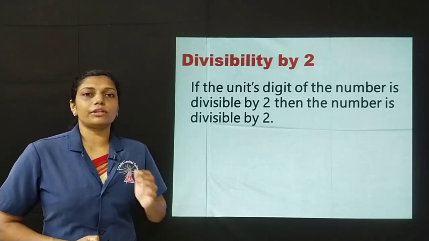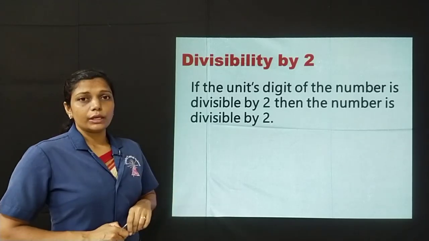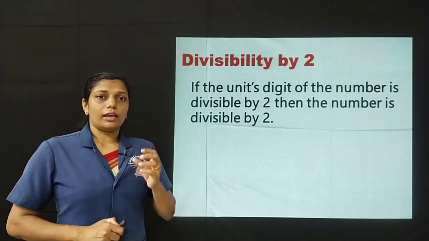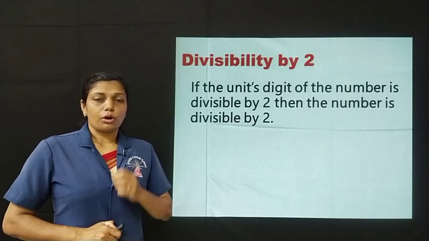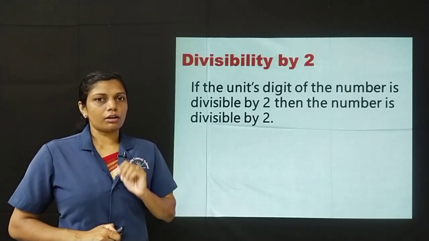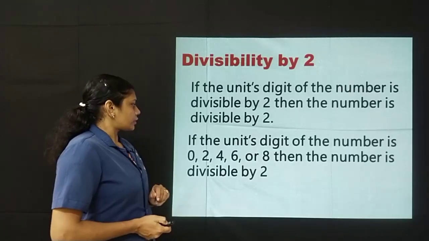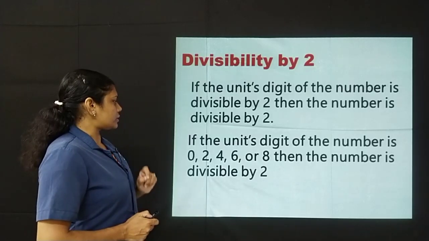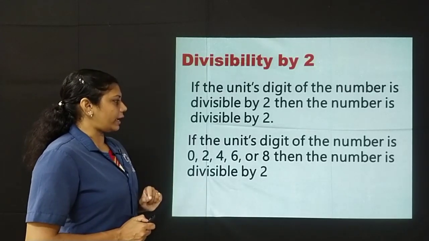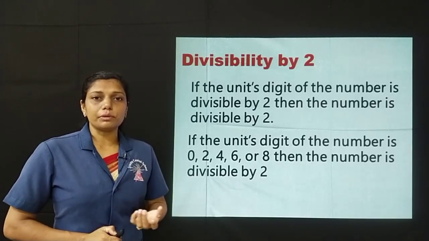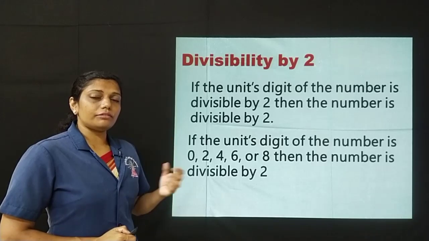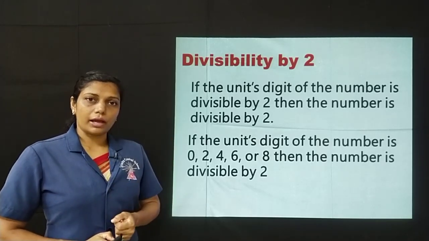So all even numbers are divisible by 2. If you find any even number, then it has to be divisible by 2. All odd numbers are not divisible by 2. If the units digit of the number is 0, 2, 4, 6 or 8, then the number is divisible by 2. In other words, you can say that the even numbers are divisible by 2.